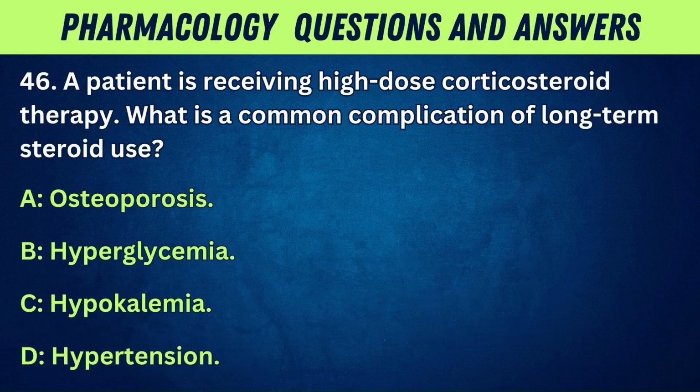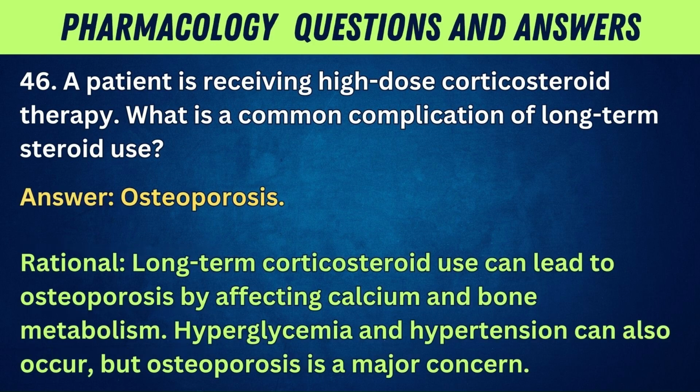46. A patient is receiving high-dose corticosteroid therapy. What is a common complication of long-term steroid use? A. Osteoporosis. B. Hyperglycemia. C. Hypokalemia. D. Hypertension. Answer: osteoporosis. Rationale: long-term corticosteroid use can lead to osteoporosis by affecting calcium and bone metabolism. Hyperglycemia and hypertension can also occur, but osteoporosis is a major concern.